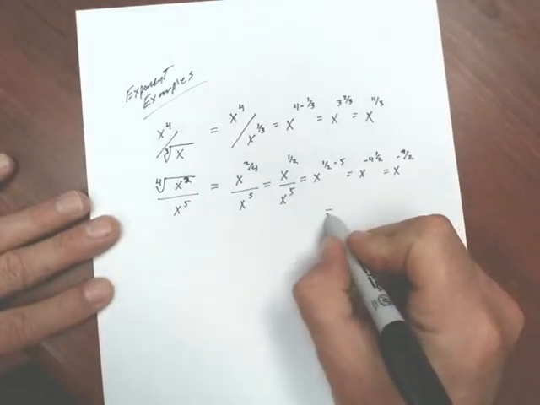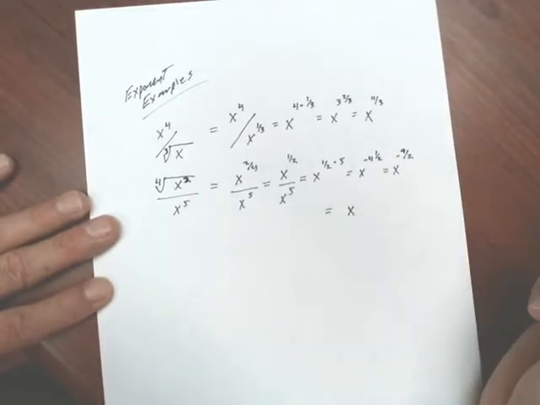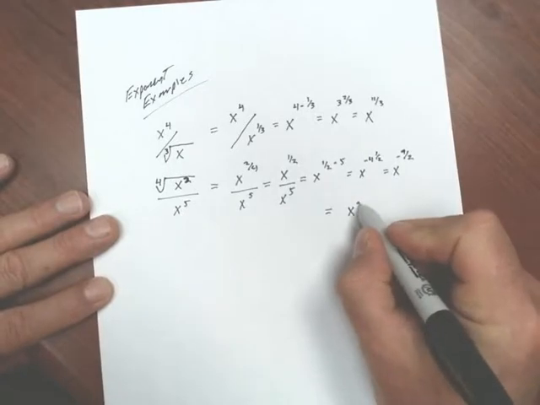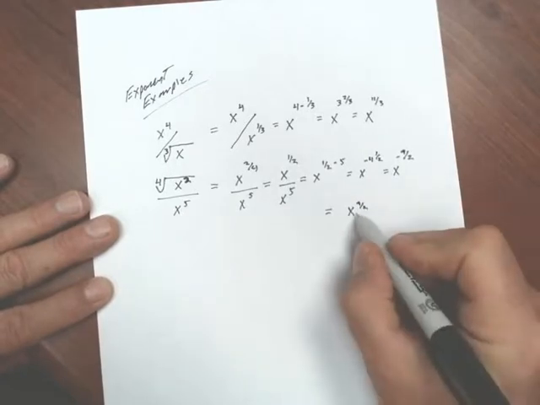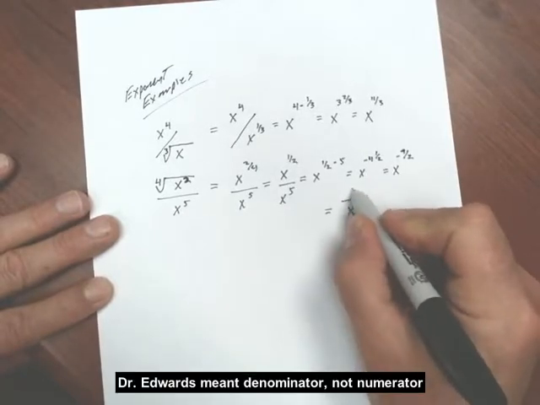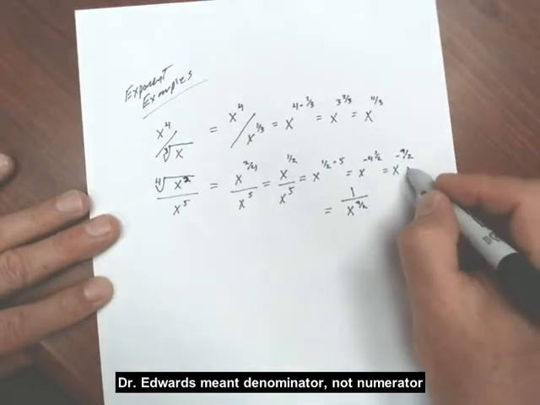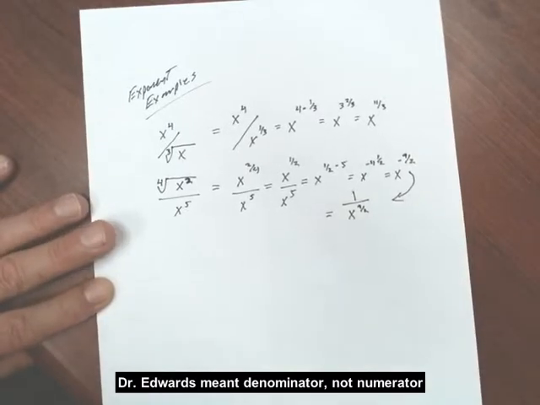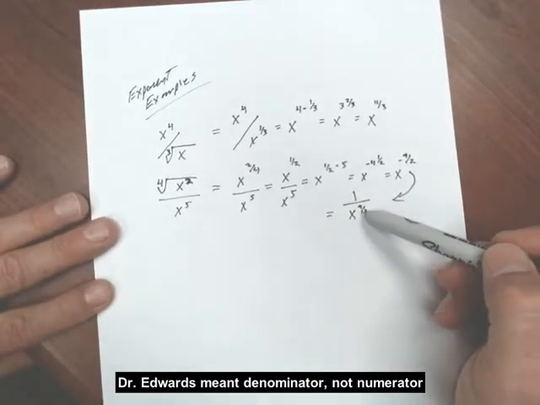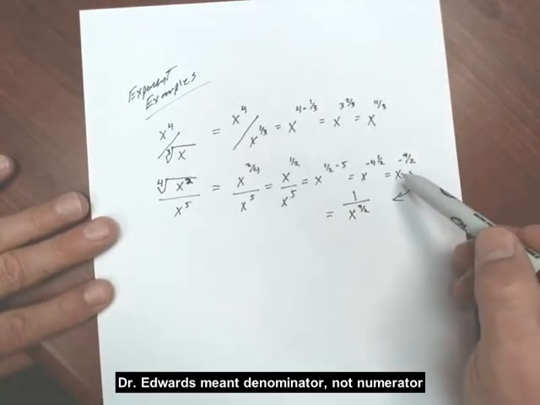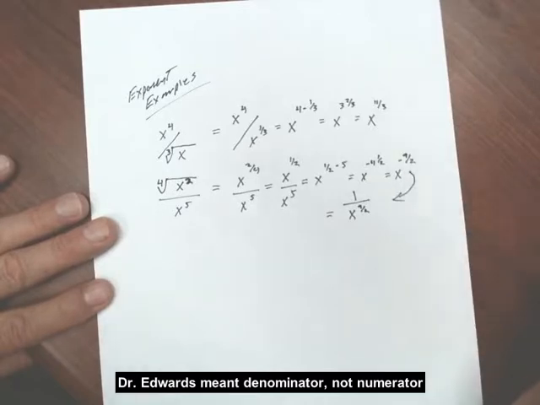Well, this equals x to the 9/2, but that's in the denominator now, because that was a negative exponent. So this can be rewritten as 1 over x to the 9/2. And many times this is a far easier way of looking at that result.